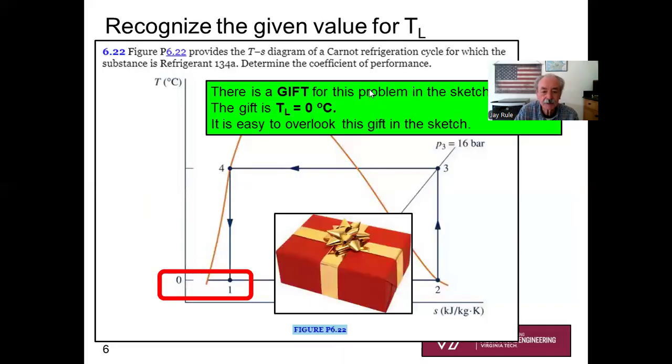Okay, here's the gift. Back to the problem statement. I've put a big wrapped package on the gift, and there is the gift right there. TL was given, okay? Now how are we going to get TH? How do we get this temperature right here? Do you see how we're going to get that? Let's look at the details of how we're going to get TH, or T3 equals T4. How do we get that?